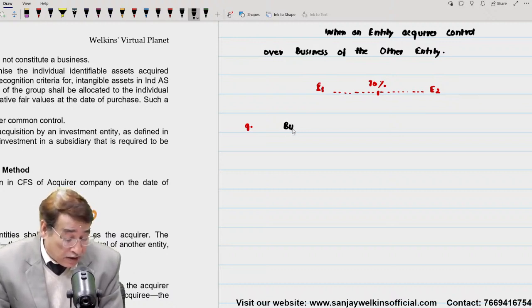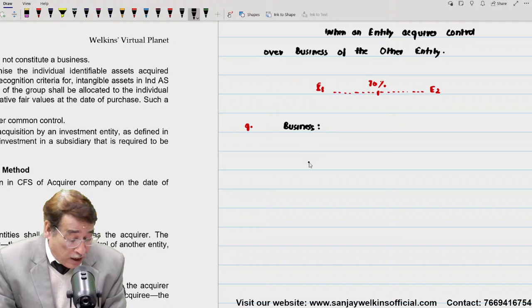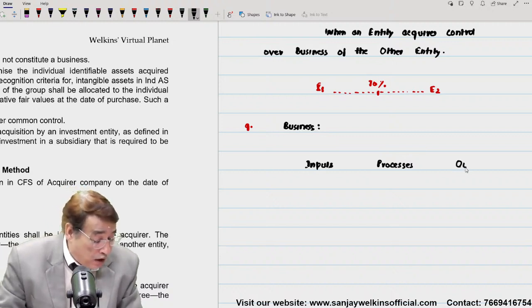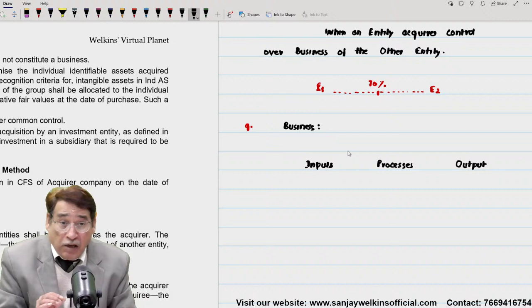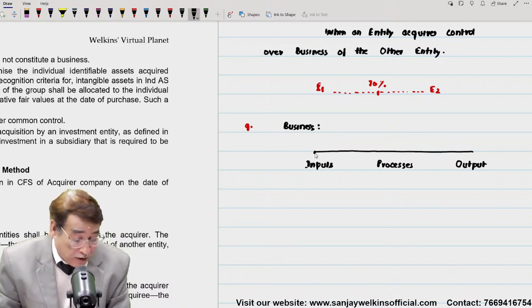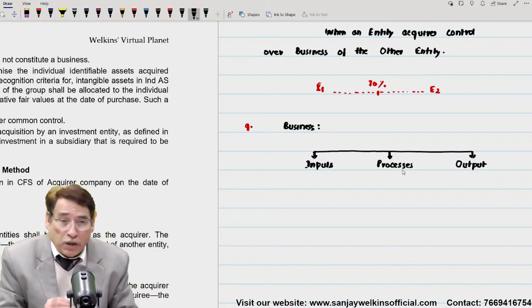Ind AS 103 defines business through three elements. The first element is known as inputs. The second element is known as processes. And the third element is output. In order to constitute a business, it is important that the entity must have these three elements. So what is business in the eyes of Ind AS 103? Business basically means inputs plus processes plus output.